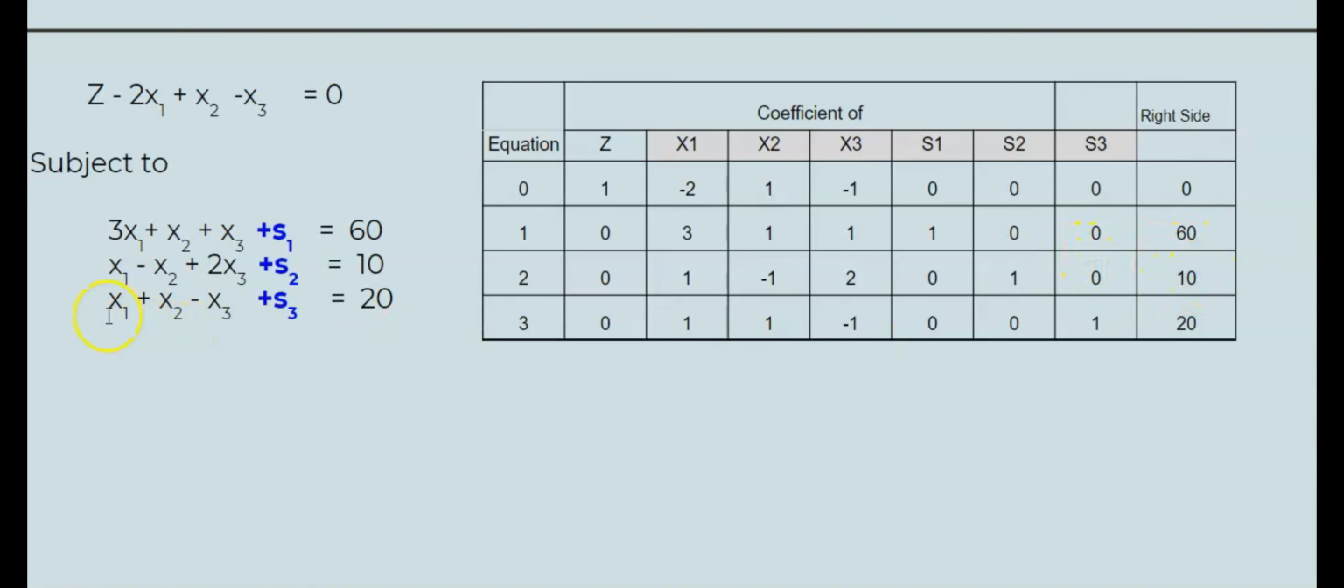So the last equation, no Z, so I have a 0 right there. I have a 1 coefficient for x1, positive 1 for x2, negative 1 for x3, no S1 or S2, so we have zeros right there. We have a 1 for S3, and then 20 on the right-hand side. So that's the setup of the simplex tabular.